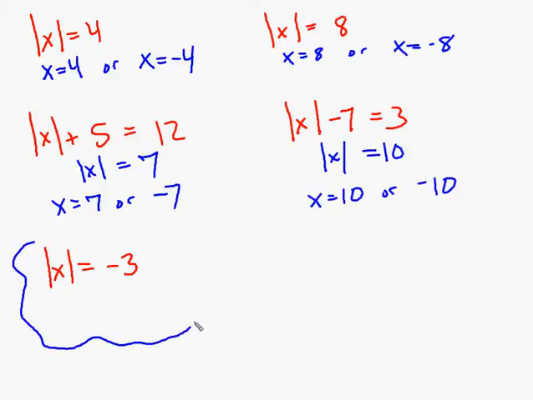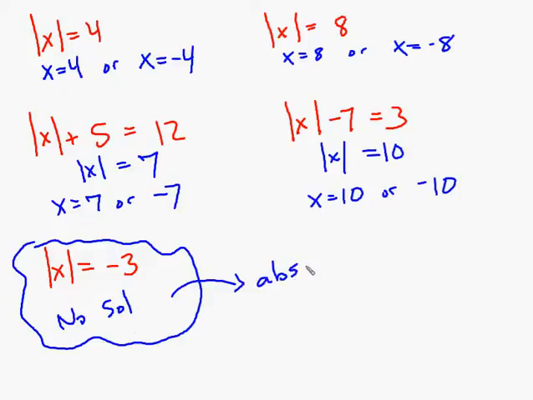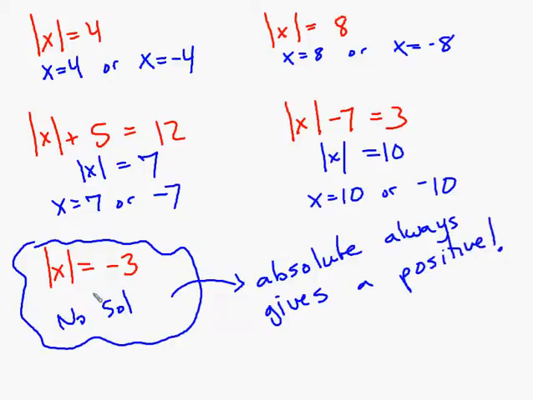Now this is a trick question. No solution. Why is it no solution? Well, absolute value always gives a what? Positive number. So I can't get an absolute value to be negative. Therefore, this is not a possible scenario. So whenever this happens, celebrate, because you have 0 work to do. Just write no solution as soon as that happens.